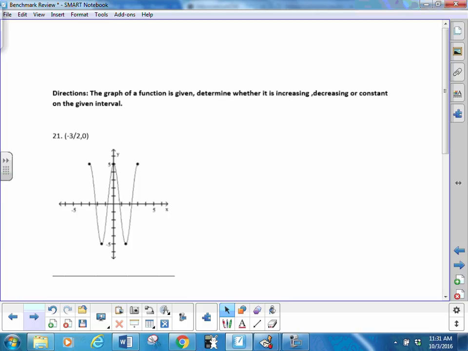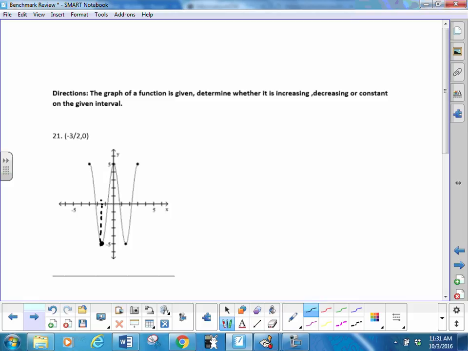So if we look at 21, we've got to talk about increasing, decreasing, and constant. And when I give you an interval, I'm giving you x values, okay? So I gave you -3/2 as an x value and 0. I know when you see two numbers like that, you're thinking, okay, ordered pair x, y. You're going to have to kind of expand your thinking, because I'm giving you the x value of -3/2.